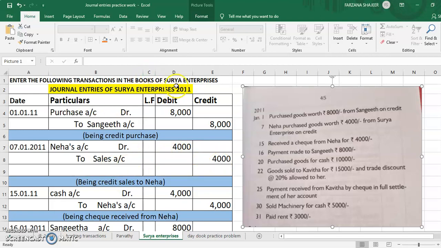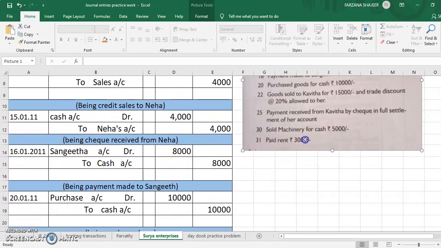So remember, always we record it from the perspective of the business. For Surya Enterprises, this purchase by Neha is a sale. That is why we are recording it as Neha's account debtor to sales, and the narration is being credit sales to Neha. January 15, the transaction is received a check from Neha for rupees 4,000. I have already told you that check received is equal to cash received, and therefore 15/1/2011 cash account debtor to Neha's account 4,000 is the journal entry. Narration being check received from Neha.